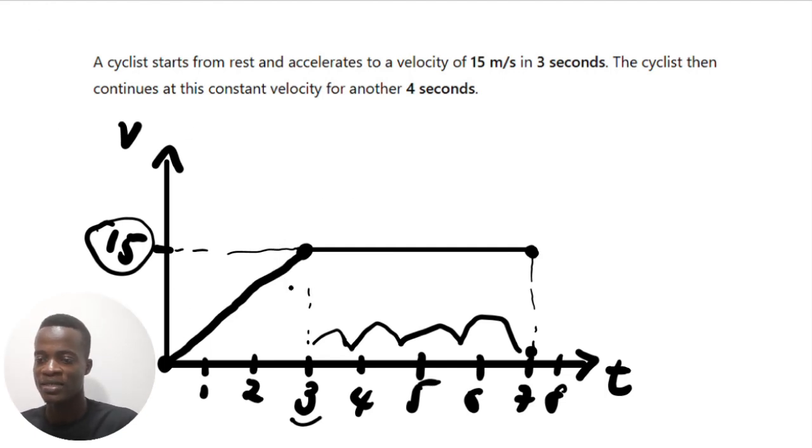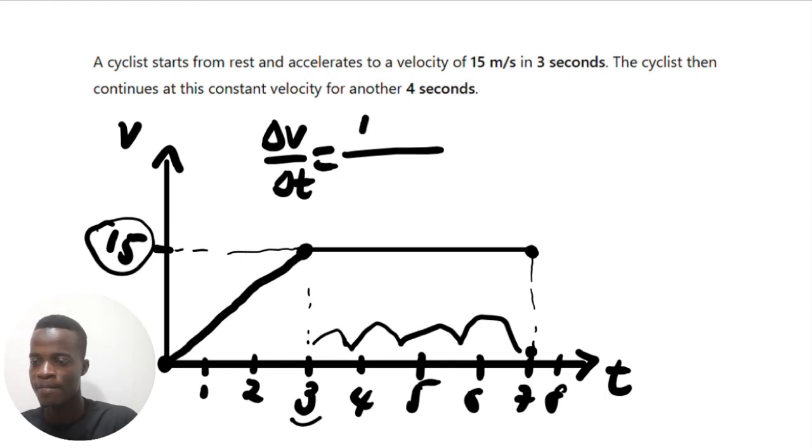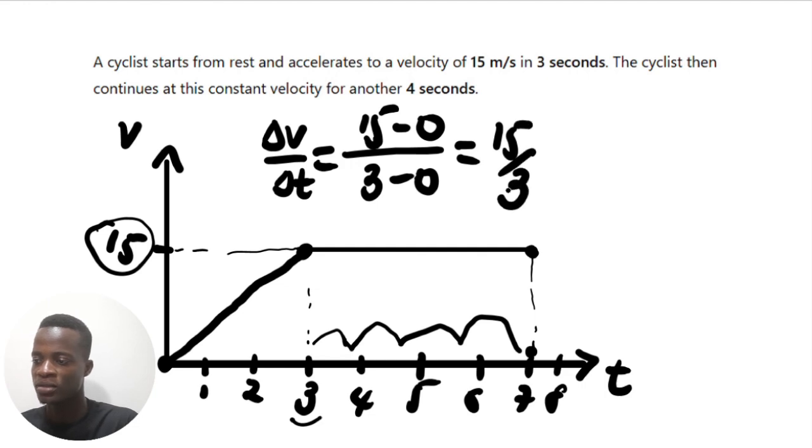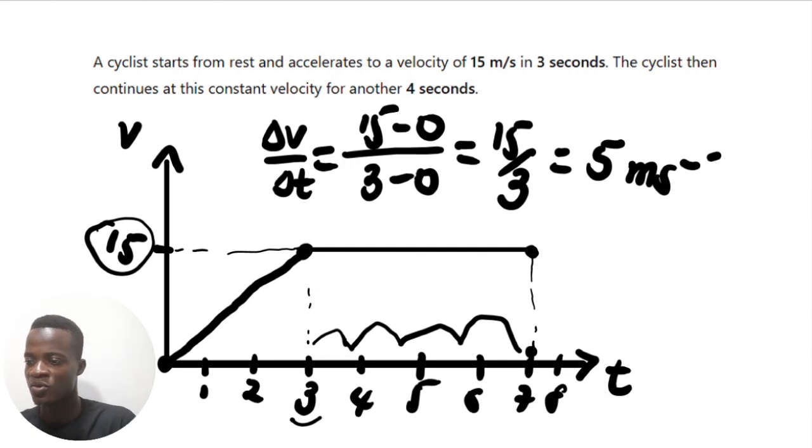But we need to use this example to show why it's 0. So let's first calculate the acceleration for this side. It's change in v over change in t. The final velocity here is 15 minus 0, where 0 is where we start from. The time at this point is 3, so it's 3 minus 0. And you have 15 over 3, which is equal to 5 meters per second squared. Now that we have this, what's the next one?